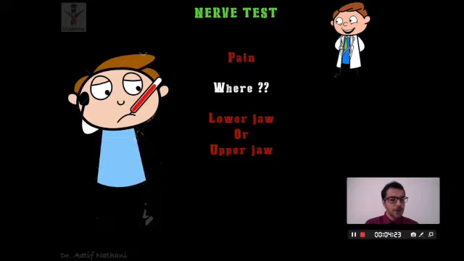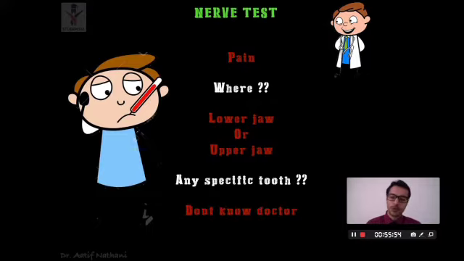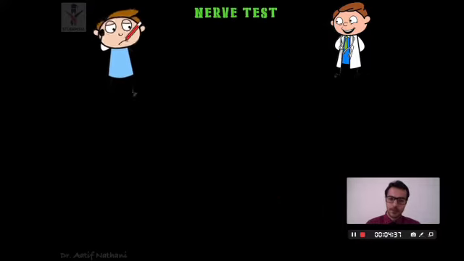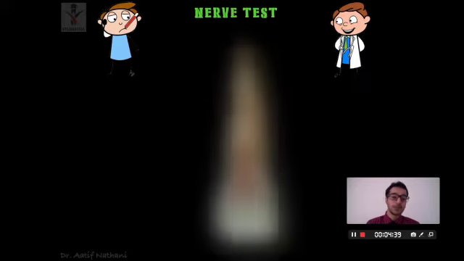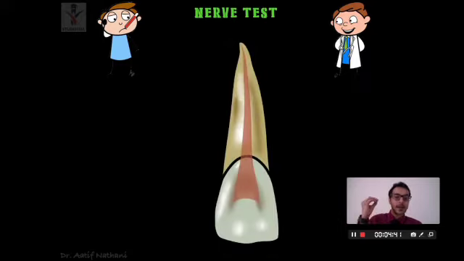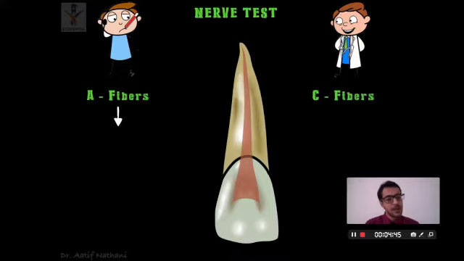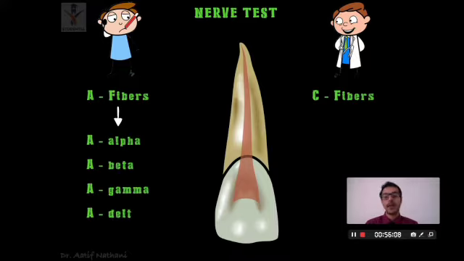There are very few patients who will tell you the exact specific tooth that is paining. I'll tell you the reason for that as well. After that, if you ask the question, any specific tooth, obviously the patient will tell you, don't know doctor. In such cases, what will you do? You have to have an understanding in your head that there are A fibers and there are C fibers. A fibers are divided into A alpha, A beta, A gamma and A delta.